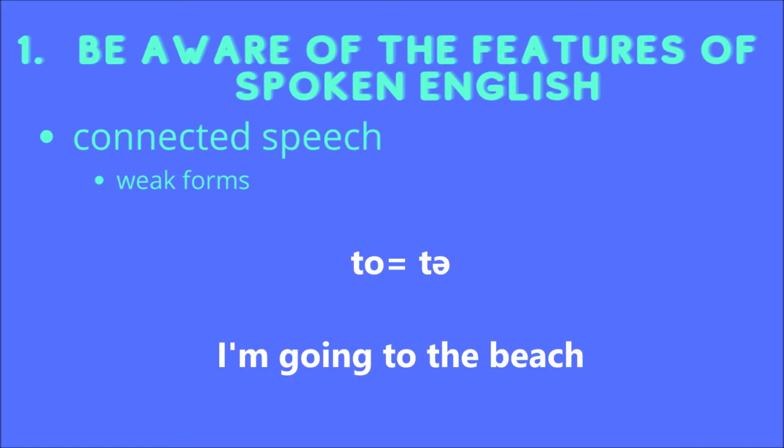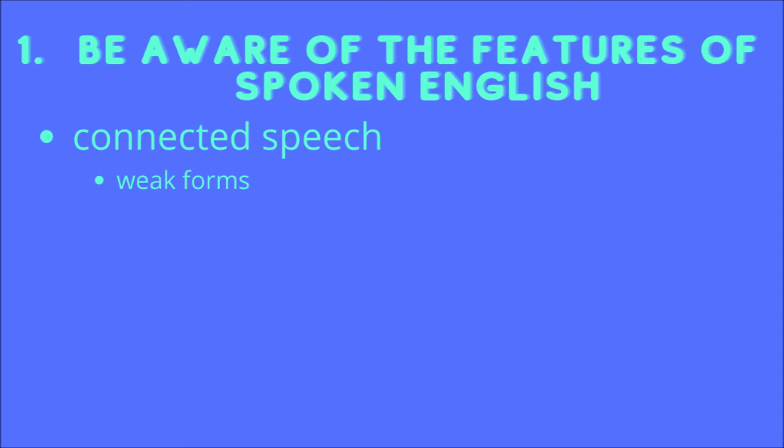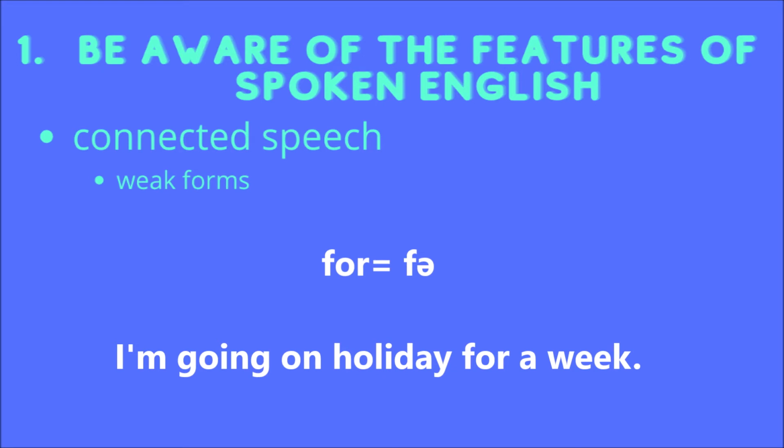To will become t. I'm going to the beach. I'm going to the beach. For will become f. I'm going on holiday for a week. I'm going on holiday for a week. If you contrast it, if everything is strong, then it's going to sound quite unnatural. I am going on holiday for a week sounds quite robotic. And if we say I'm going on holiday for a week, it sounds much more natural and connected. I'm going to do the next two together in a question.